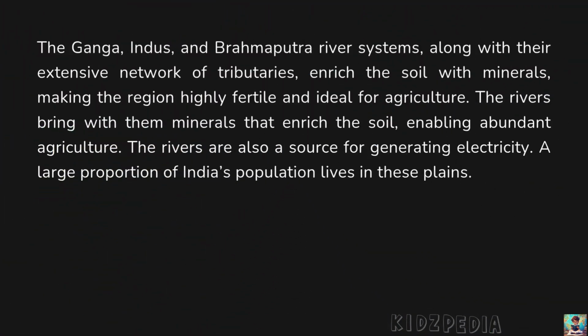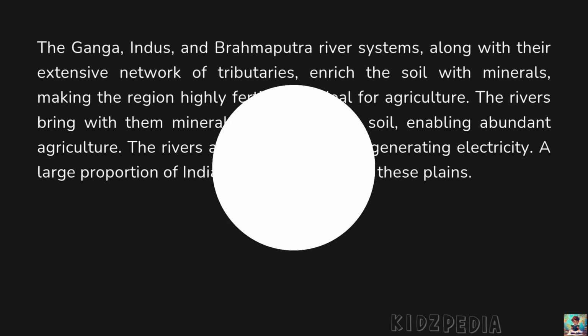The Ganga, Indus and Brahmaputra river systems, along with their extensive network of tributaries, enrich the soil with minerals, making the region highly fertile and ideal for agriculture. The rivers bring with them minerals that enrich the soil, enabling abundant agriculture. The rivers are also a source for generating electricity. A large proportion of India's population lives in these plains.